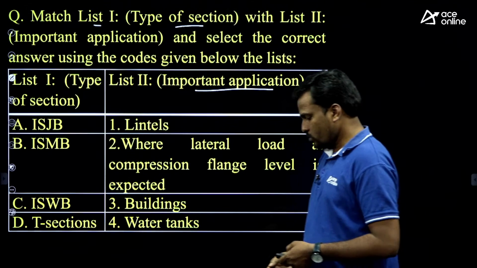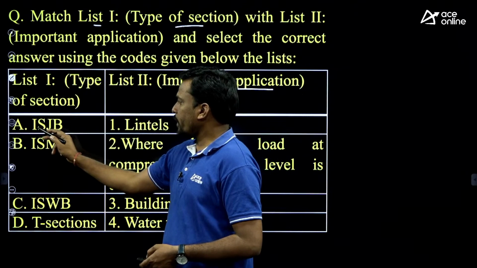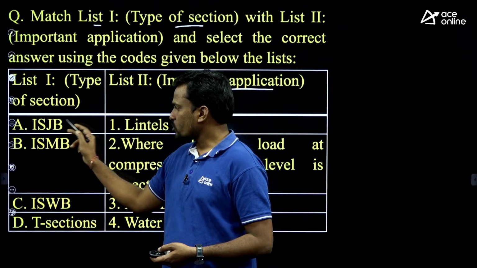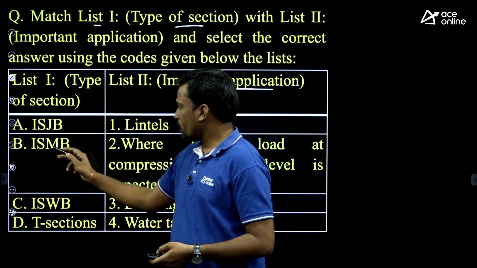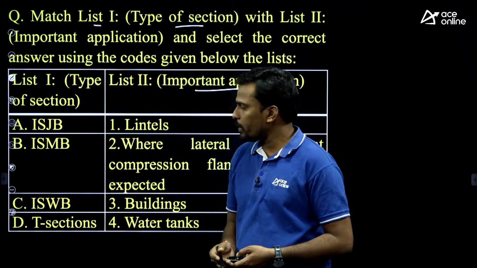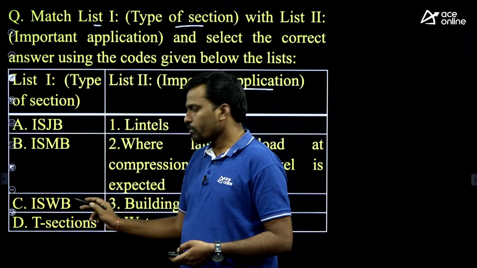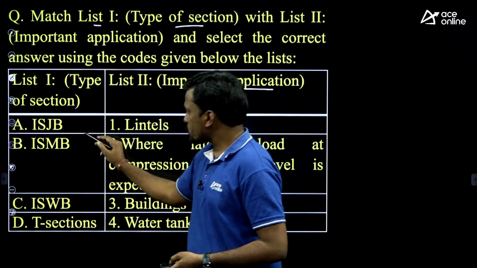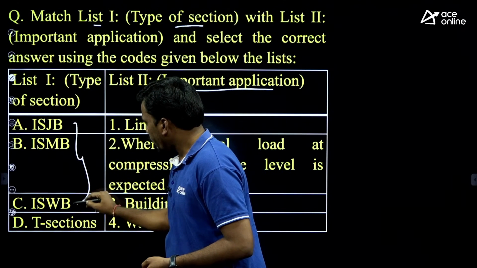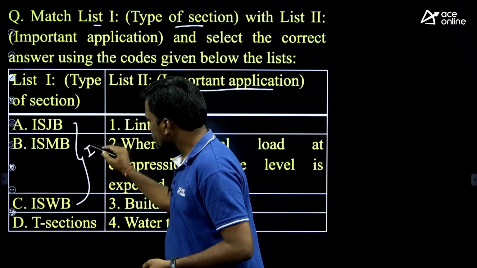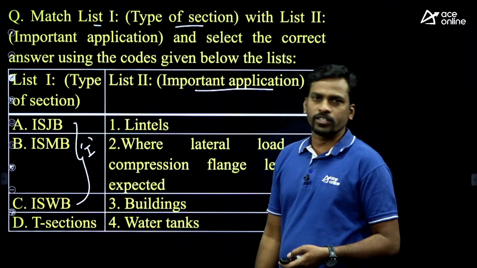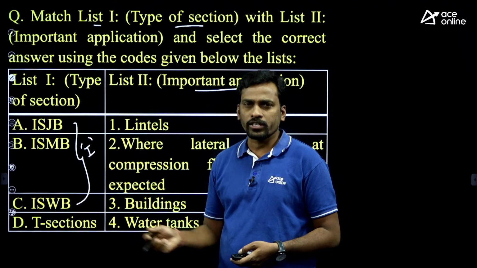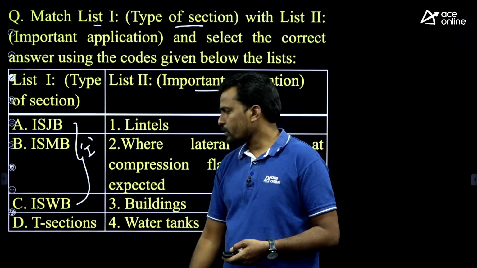Students, here ISJB is Indian Standard Junior Weight Beam, MB is medium weight beam, WB is wide flange beam, and this is the T section. These three are I sections only. I section is also called beam section. And this is the T section.